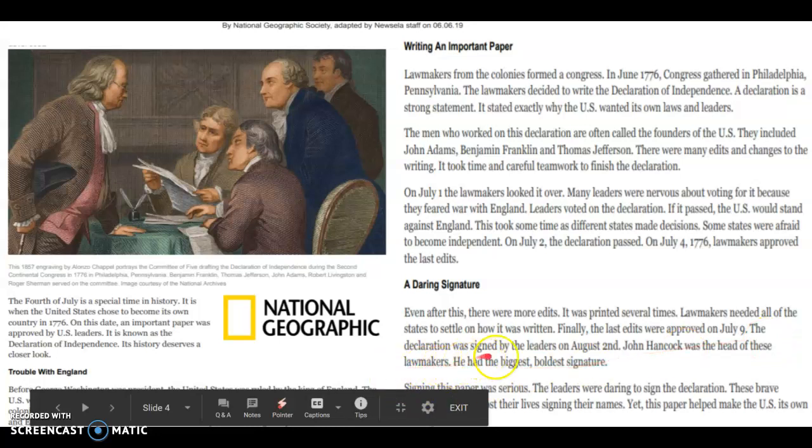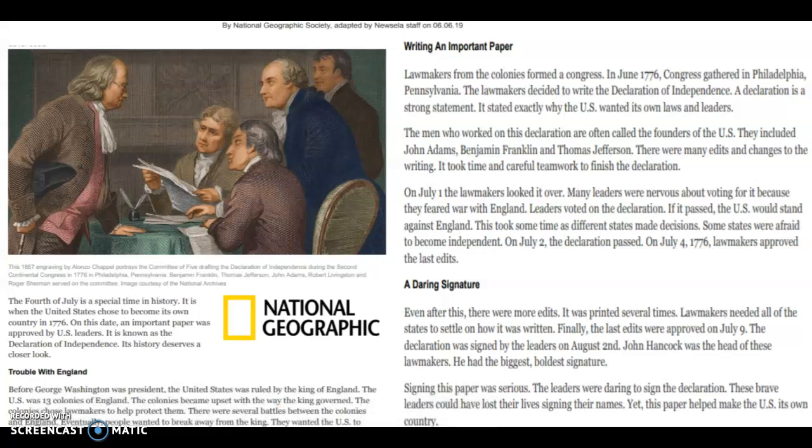The declaration was signed by leaders on August 2nd. John Hancock was the head of these lawmakers. He had the biggest, boldest signature. Signing this paper was serious. The leaders were daring to sign the declaration. These brave leaders could have lost their lives signing their names. Yet this paper helped make the U.S. its own country.